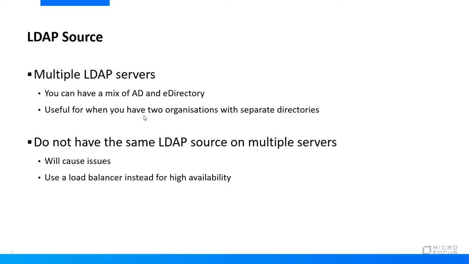So let's just talk a little bit about LDAP sources. We can have multiple LDAP servers in there. These could be a mixture of AD, eDirectory, maybe multiple AD sources if you wanted to. So you're not limited to just one AD or eDirectory environment. We can mix and match, which is quite useful if you've got two organizations who need to access the same filer environment, possibly when two organizations have just merged together and you want them to be able to share documents easily between themselves.